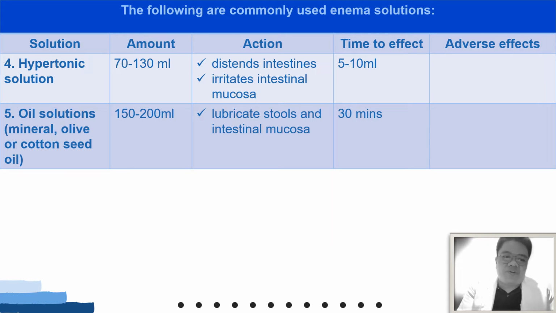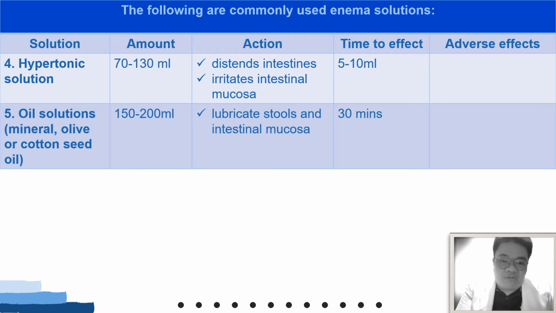Then class, you will have your oil solution. So class, you have your mineral oil, olive oil, or cottonseed oil, 150 to 200 ml. It would be able to lubricate the stool and intestinal mucosa. Class, we commonly use mineral oil as an agent to help a pediatric patient defecate if the child has constipation.